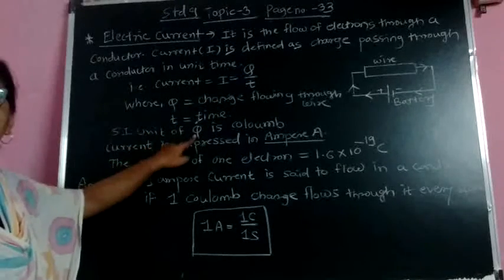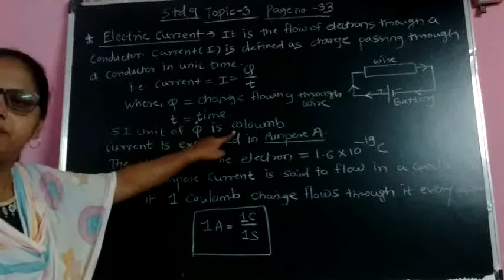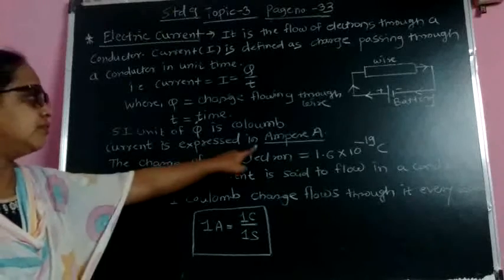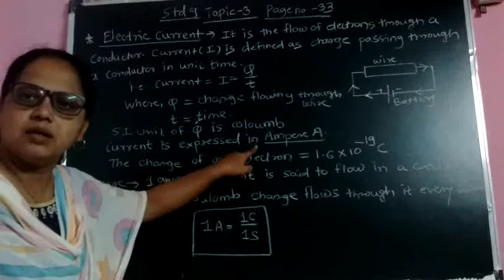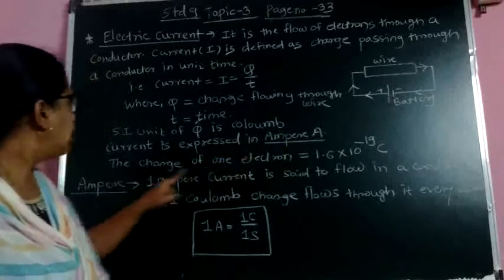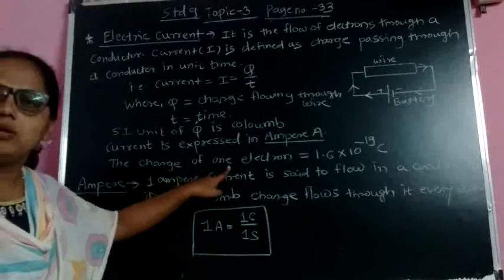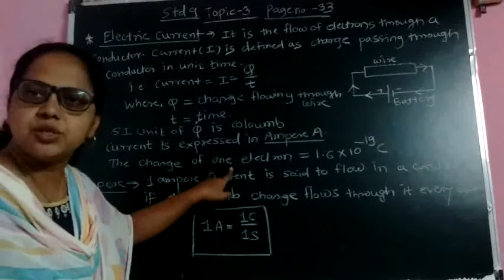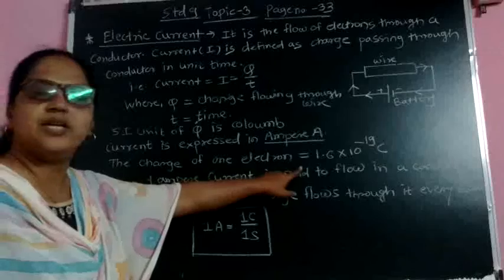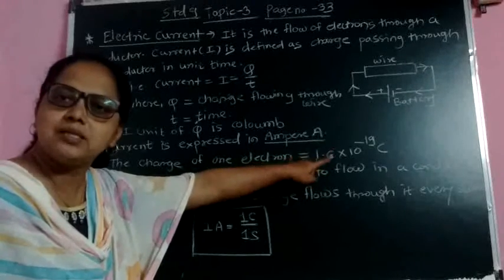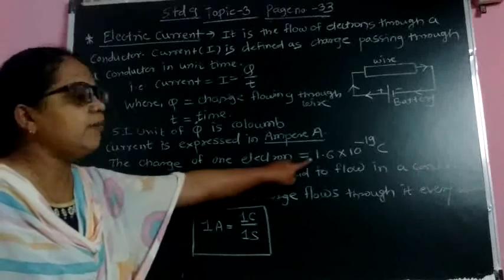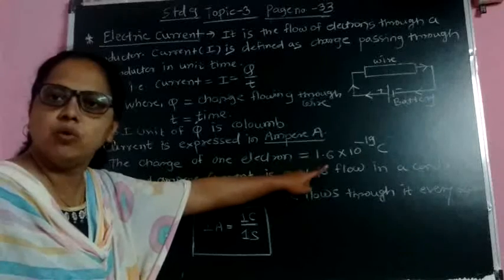Now the SI unit of charge is Coulomb. Current is expressed in ampere, that is, current is measured in terms of ampere, capital A. Now you can see here the charge of one electron. Electron has a negative charge, but what is the value of this charge? The charge on one electron is equal to 1.6 into 10 raised to minus 19 Coulomb.